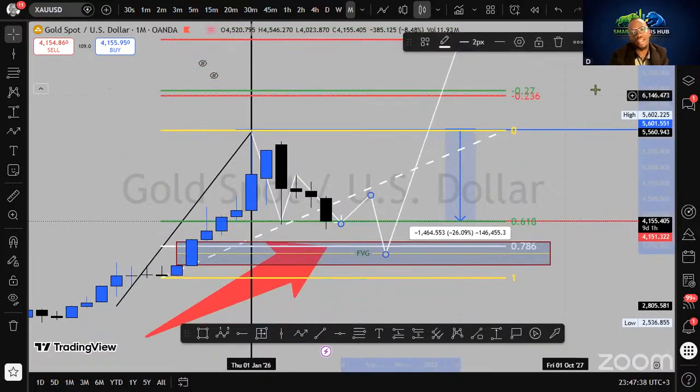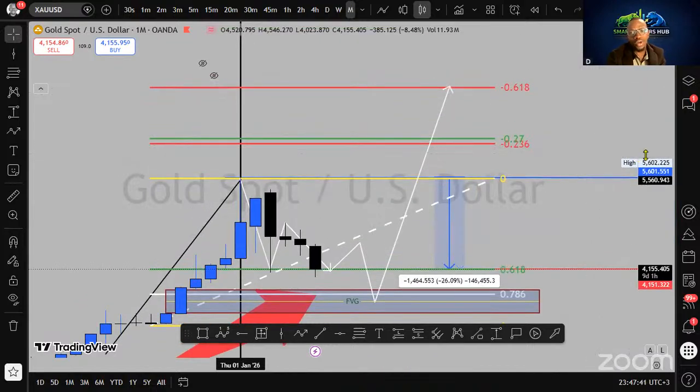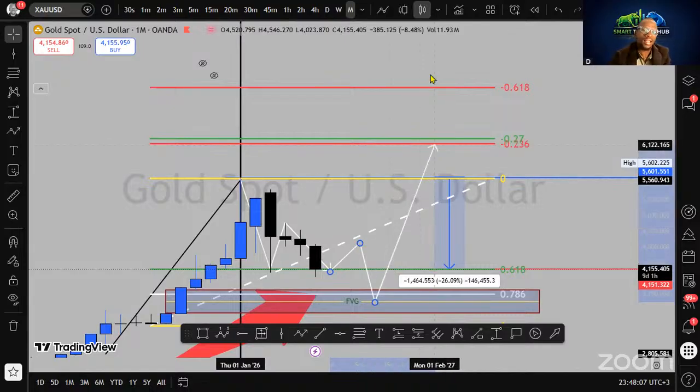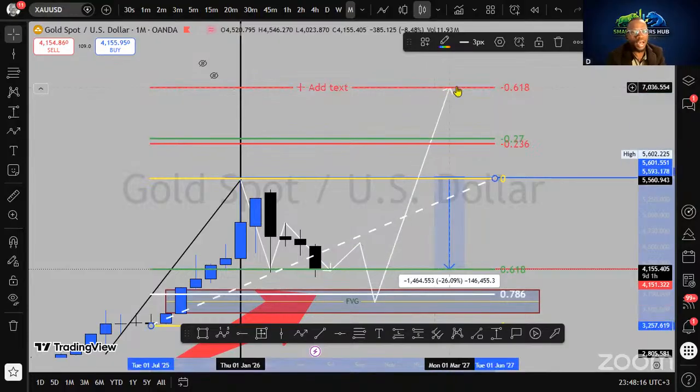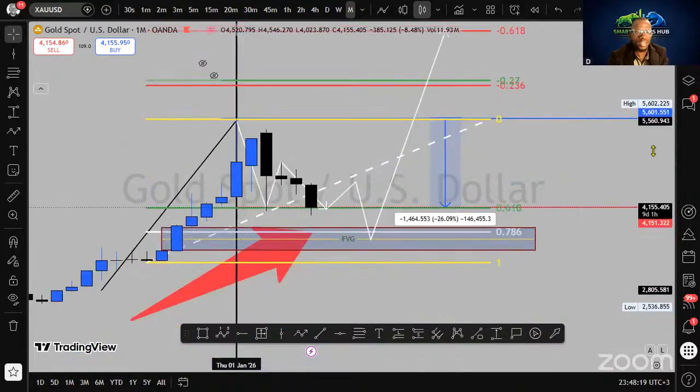I'm targeting this year alone, I'm still targeting gold to reach around my first level, 6,000. If whatever is happening in the world continues, I'm still targeting gold to come to the areas of 6,000. This is the area I'm still expecting because we are already at the golden ratio. So 6,000 will be the best area. Then our next target will be around 70.21 up here. So these are my highest targets for gold this year.